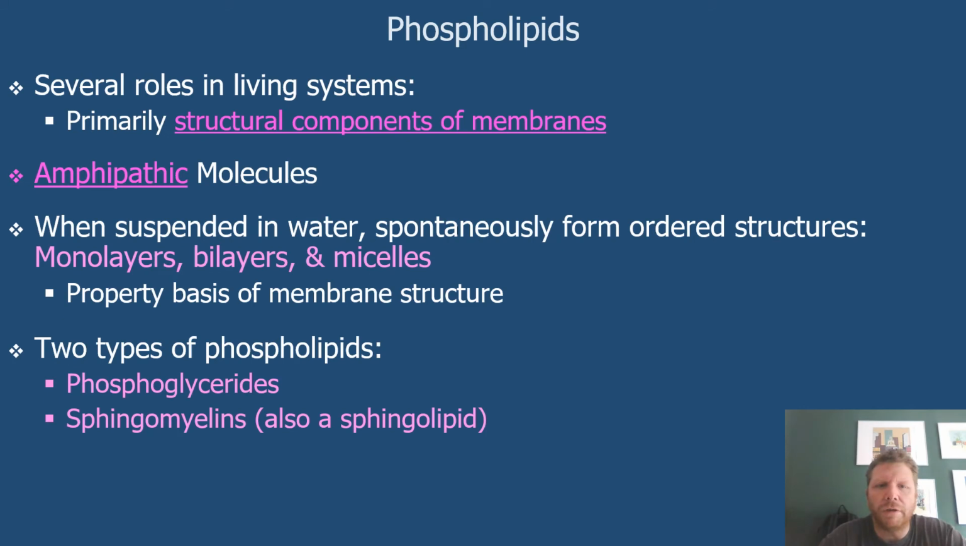Okay, next up, phospholipids. Phospholipids play a number of roles in living systems. They provide structural assistance of membranes. They're amphipathic molecules. When they're suspended in water, they spontaneously form ordered structures: monolayers, bilayers, and micelles. Property basis of membrane structure. And there are two major types of phospholipids, phosphoglycerides and sphingomyelins.